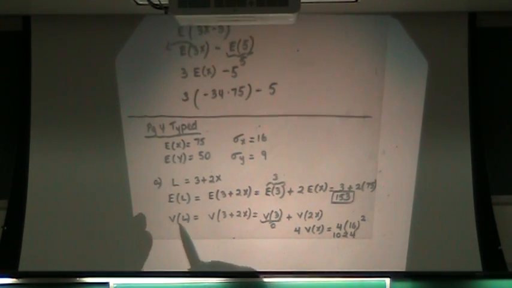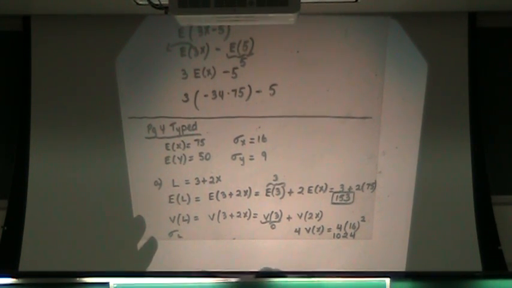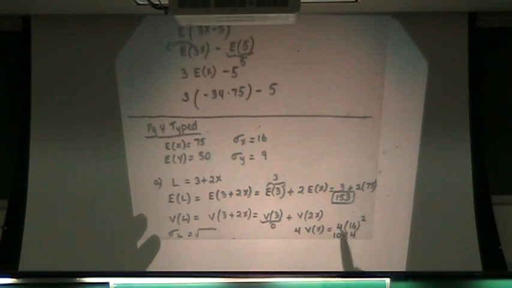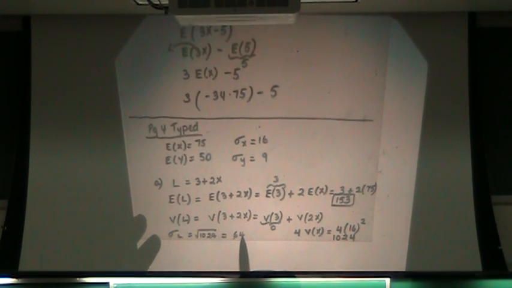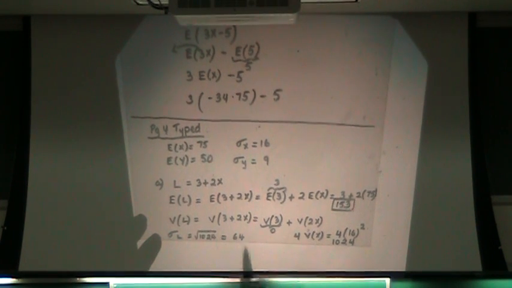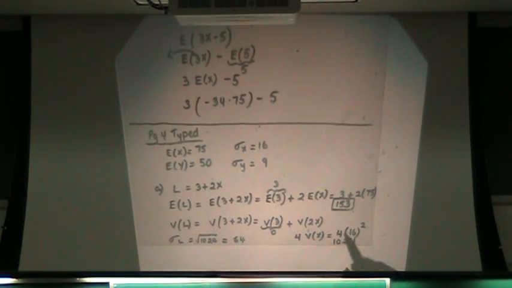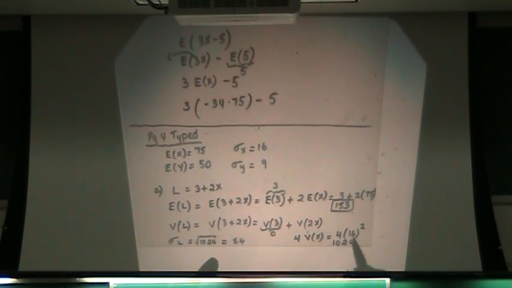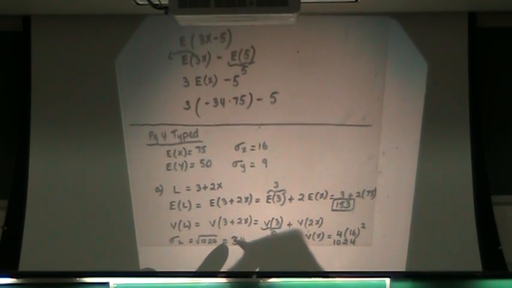And then the last question is find sigma of L, the standard deviation of L. That's just the square root. Square root of 1024 is 64, I believe. Can that be? 32. 2 times 16, 32. Thank you.